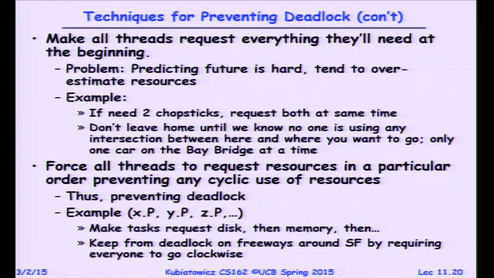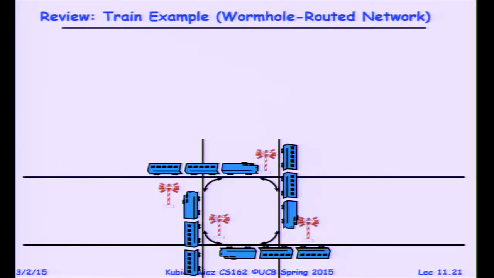So in the previous slide, I was preventing deadlock by removing waiting. In this slide, I'm preventing deadlock, at least down here, by removing the cycle aspect. Okay? Good. So this is what we just said.